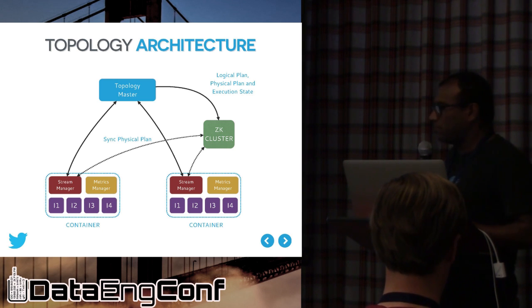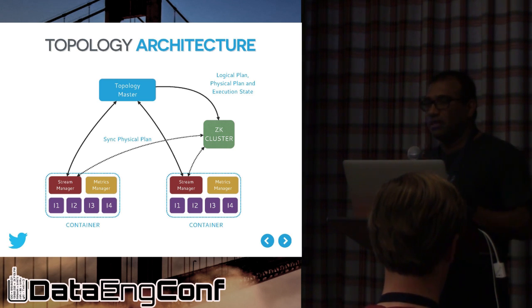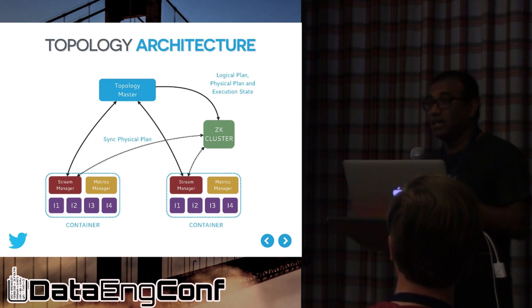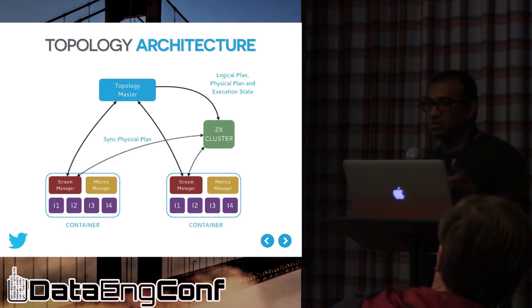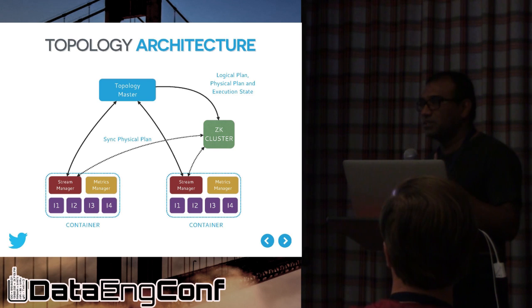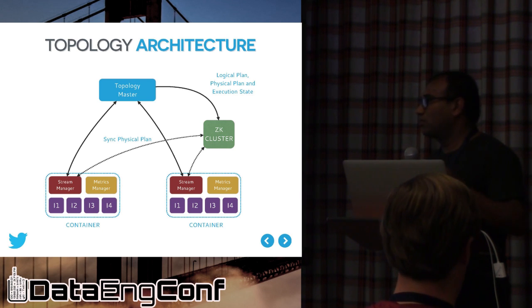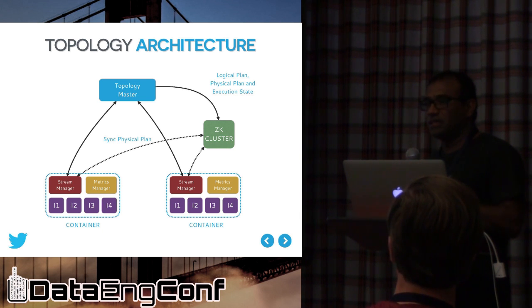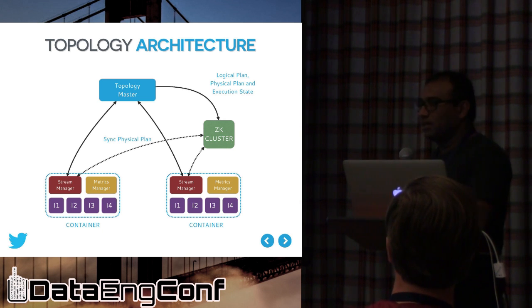When the topology master comes up, it comes up in a container called 0, and that is the first thing that the scheduler schedules for a topology. Once that comes up, it says, I need more resources, say 100 containers or 200 containers, and talks to the scheduler. The scheduler in turn says, okay, these are the machines you can spawn your containers on. Then the rest of the containers get spawned.